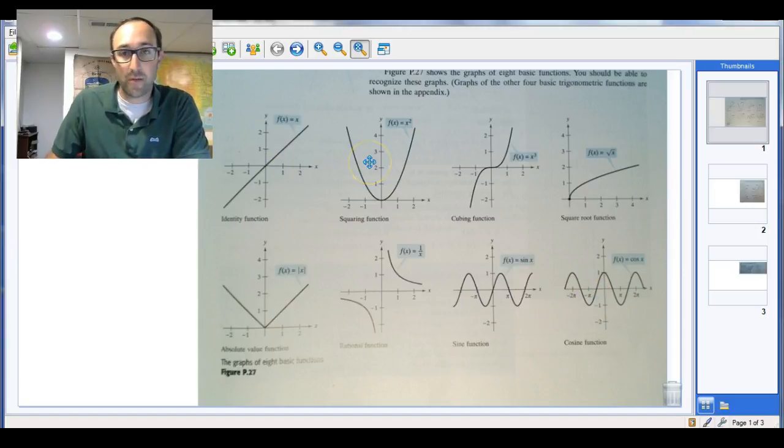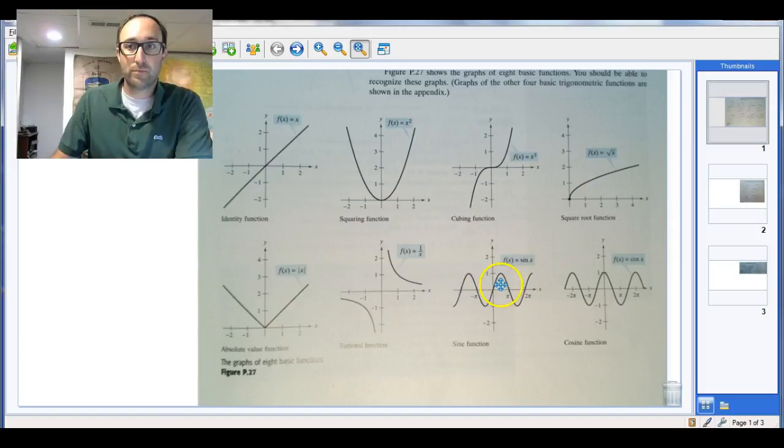I'm not asking you to graph them perfectly, but you should know what a line looks like, what a parabola, what a cubic, square root, absolute value, rational, sine, and cosine look like. Alright, so make sure you know those. They are on page 23.